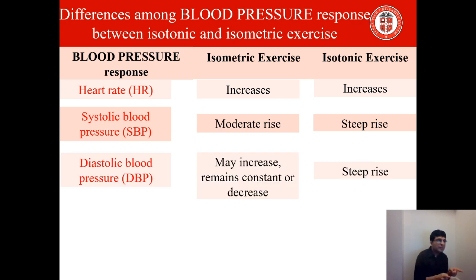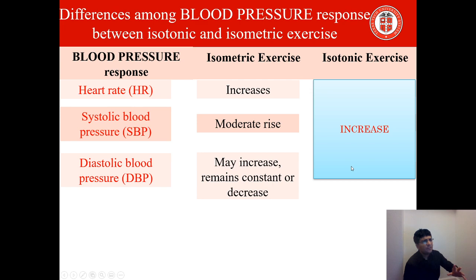The response in the diastolic blood pressure is really strange, and that's why I first want to discuss the isotonic exercise. Whenever we are doing isotonic exercise, there is a steep rise in diastolic blood pressure because of the sympathetic discharge. In case of isometric exercise, it is different. We are going to discuss whether it increases, remains constant, or decreases. We will see in our next slide.